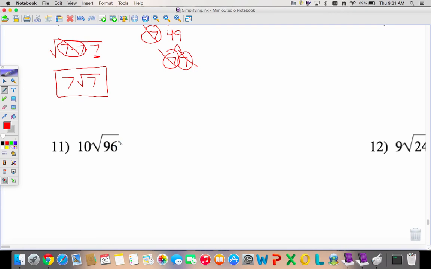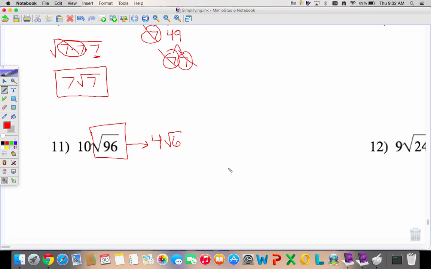Alright, number 11 looks a little bit different because you have a 10 on the outside, but don't freak out, it's still really, really easy. Okay, so we have the square root of 96. Let's just focus on this part right here, square root of 96. If you remember, that is the problem we did for number 1. The square root of 96, when we simplified it, gave us 4 square roots of 6.